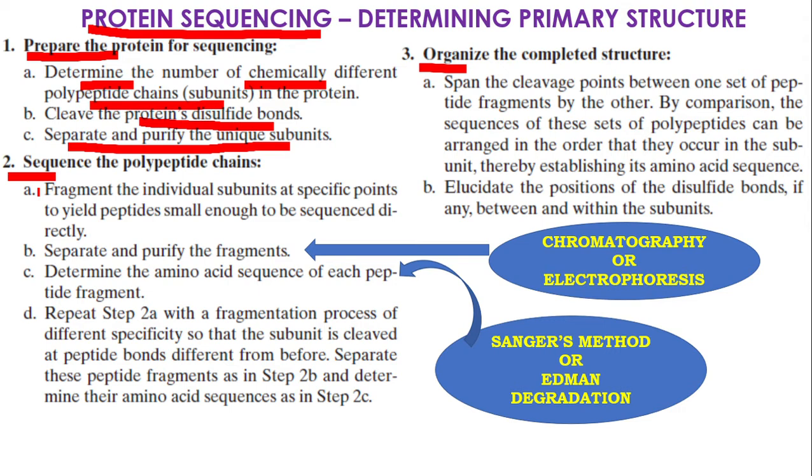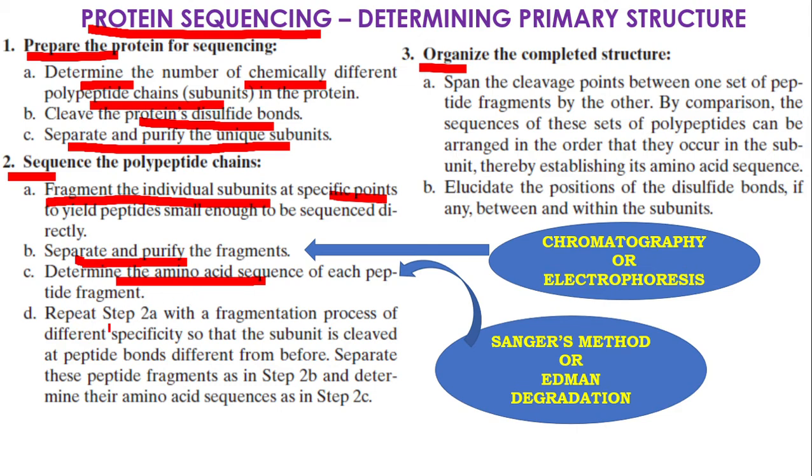Okay. Once the polypeptide chains are isolated, what are we going to do? We fragment individual subunits at a specific point. A larger subunit is broken down into several smaller fragments. Each of the fragments is separated and purified. Then we determine the amino acid sequence of each fragment.